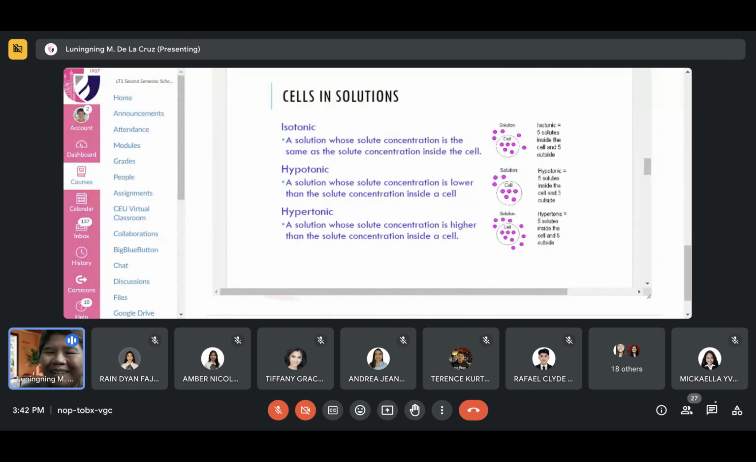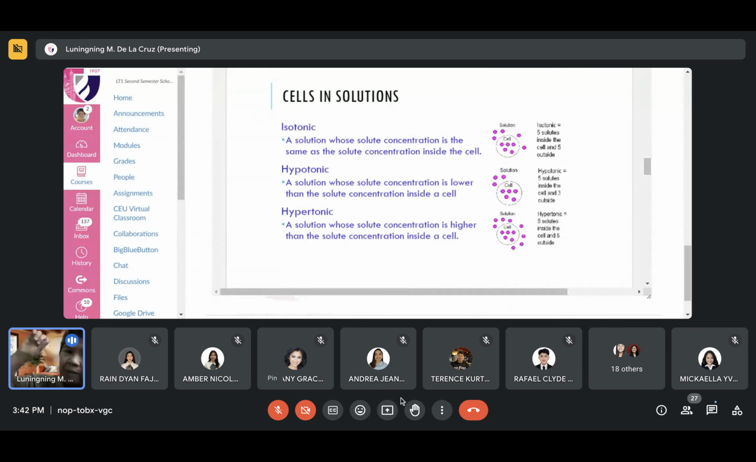Isotonic solution, when we talk of isotonic solution, class, it means it has the same concentration of solute as that of inside the cell. So, what are examples of isotonic solution? Remember, class, dati uso yung IMO. Do you remember IMO? Who among you remembers IMO?